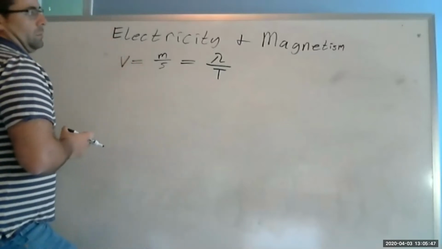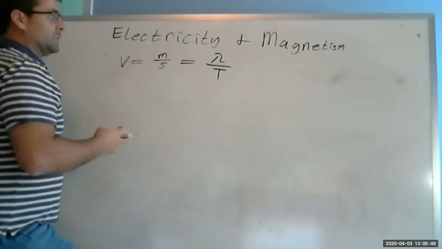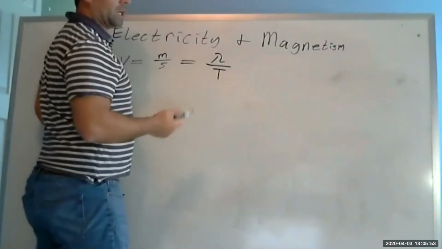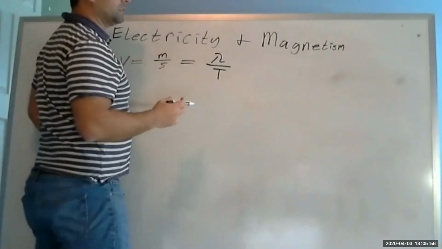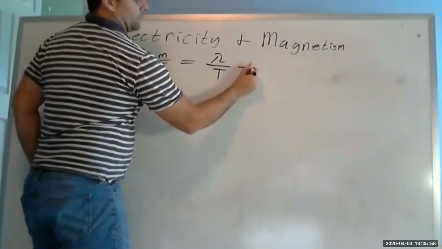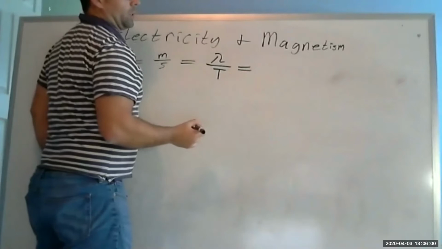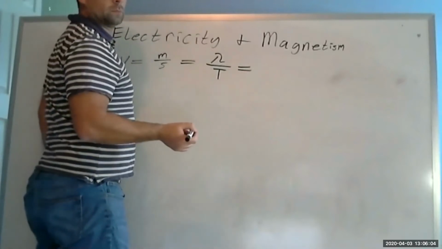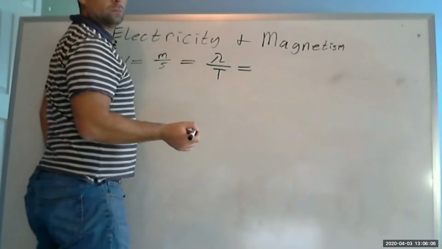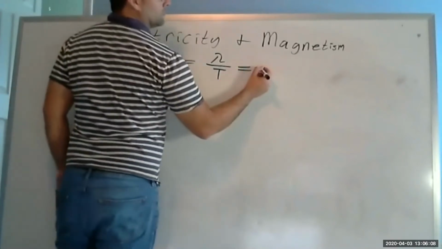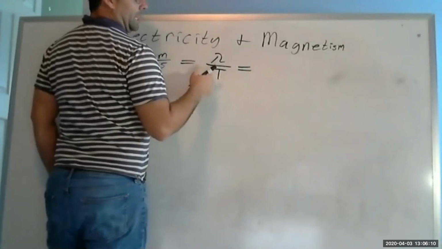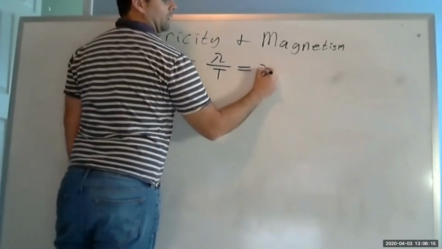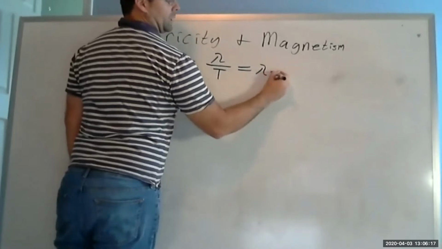But for various reasons, we don't like talking about the period of these waves. So we wrote it in another way. What was that other way? T is 1 over F. And then it turned into lambda F, right? That's right.